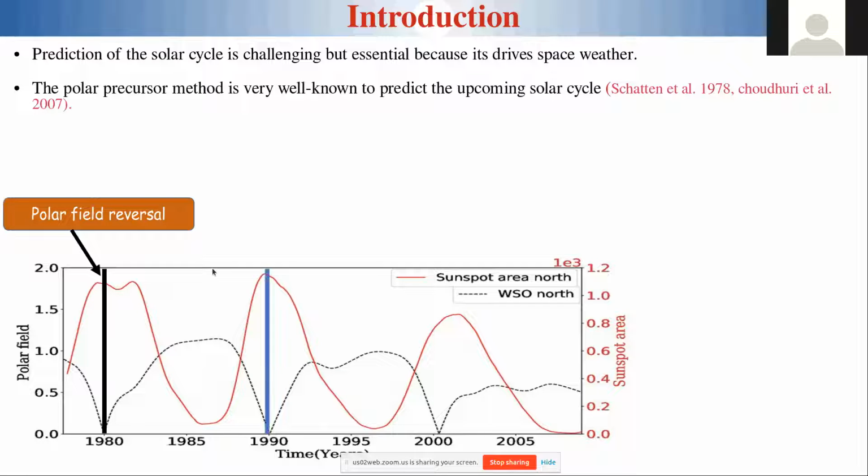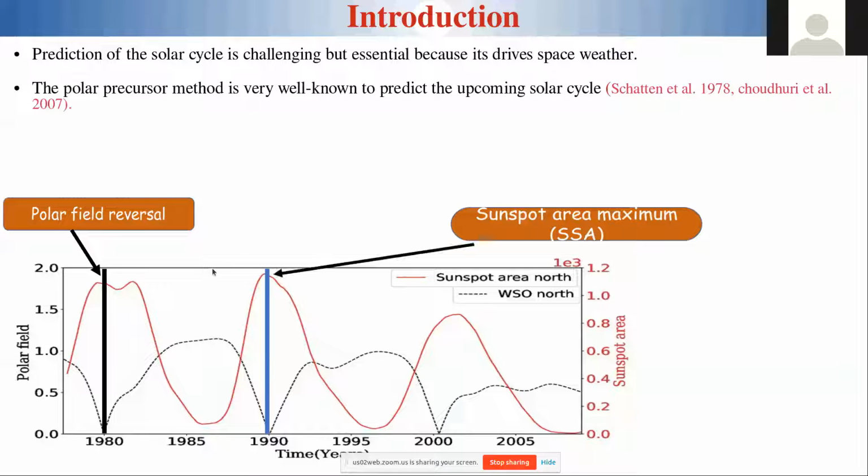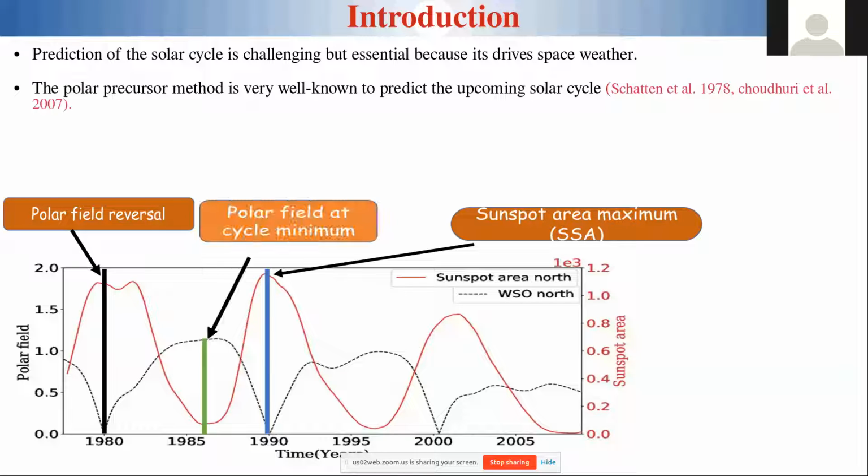Also, this vertical line shows the sunspot area maximum, and this vertical line shows the polar field at solar cycle minima. In the polar precursor method, people made predictions using the polar field as a seed at the time of solar cycle minima. The next cycle amplitude can be predicted using this method about 4 to 5 years before the solar cycle maxima.